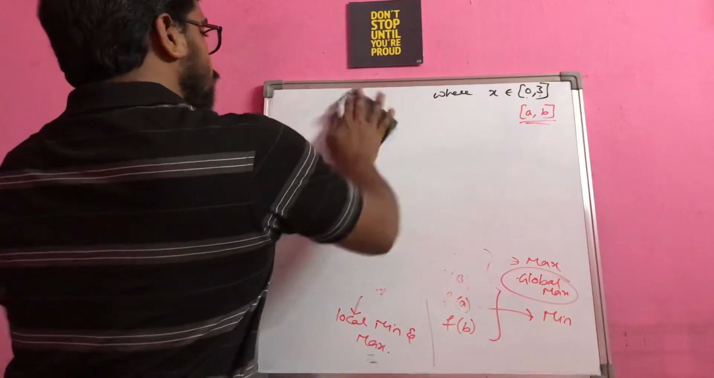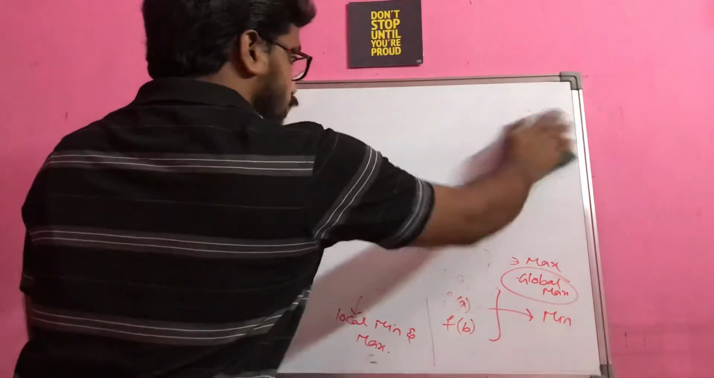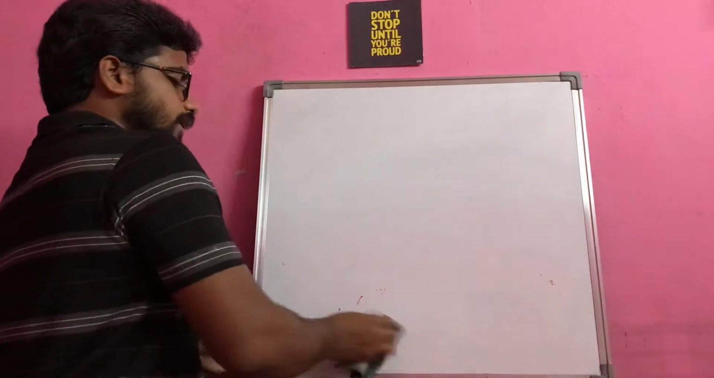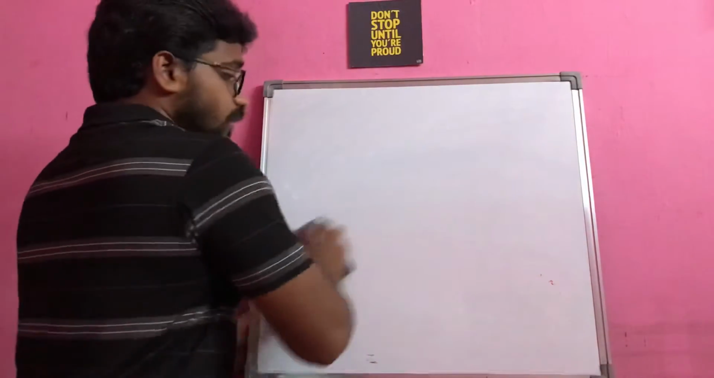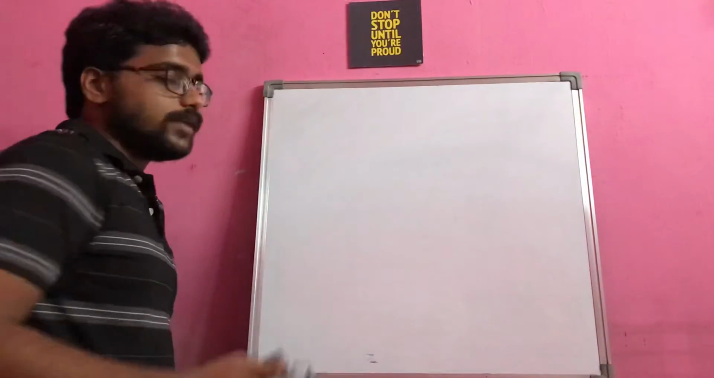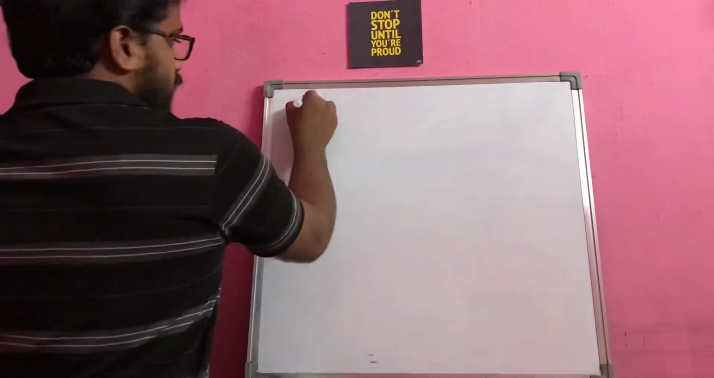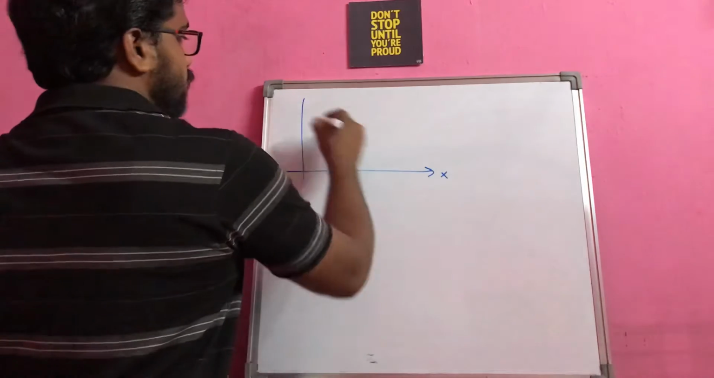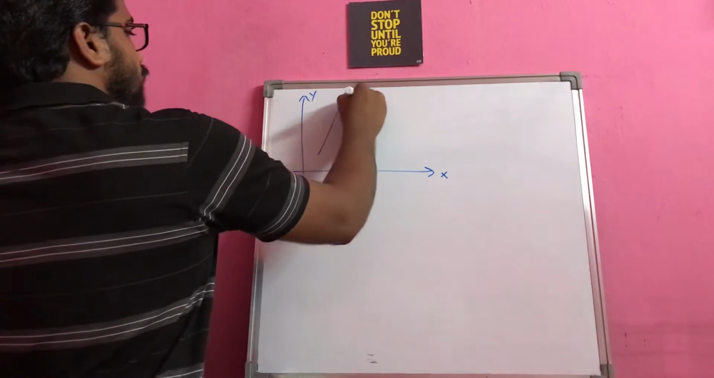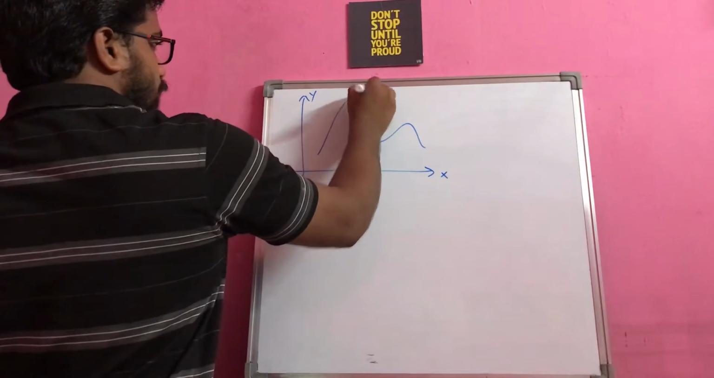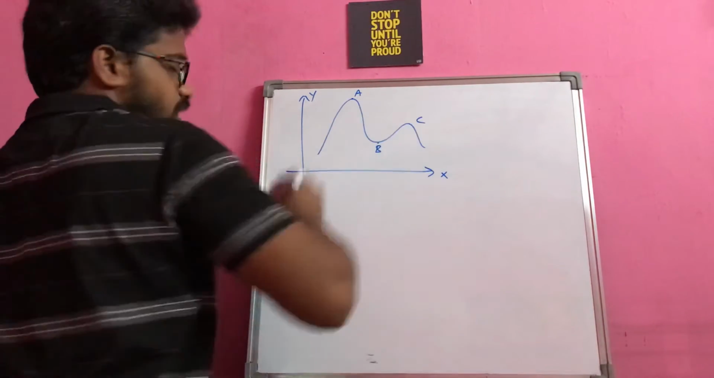But before doing questions, I just want to revise how we related the minima and maxima with increasing and decreasing functions. If you remember, in the last class I showed you a graph like this. If this is the x-axis and y-axis, and I have a graph like this, these are the turning points for me. This is capital A, capital B, and this is capital C.